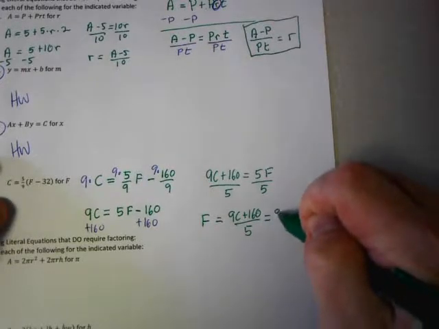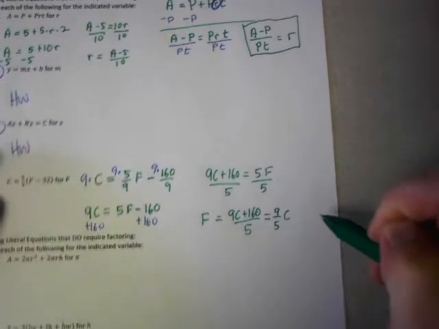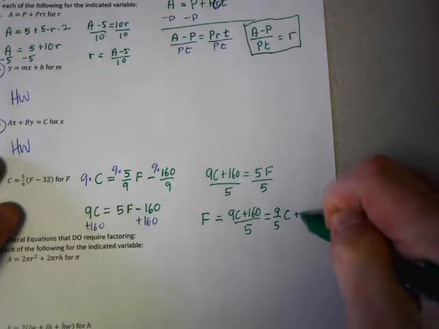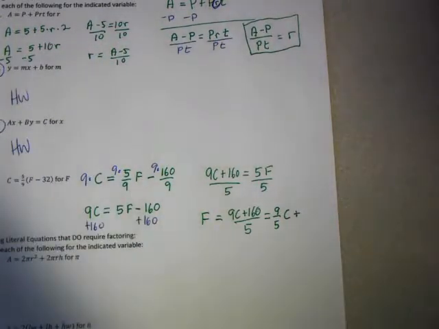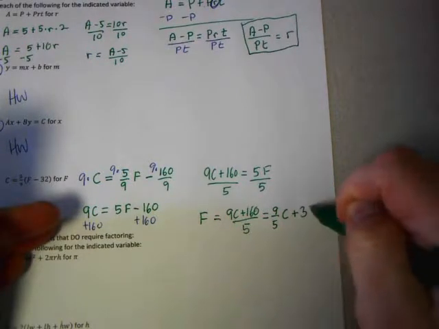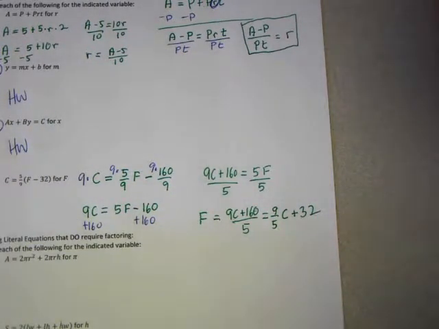I could write it as 9/5 C plus, and then I take the 160 and divide by 5. The big thing there is, remember, if you're going to divide the 160 by 5, you also have to divide the 9 by 5. That's 9/5 C plus 32.